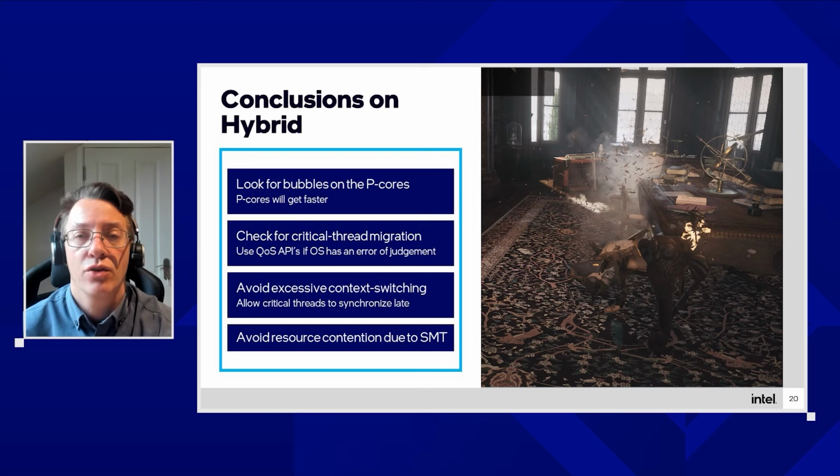So, in conclusion, when we brought Hitman over to Intel's hybrid architecture, the first thing we looked at were bubbles on the P cores. The P cores are only going to get faster over time as we're able to make design decisions to favour single-threaded performance, which would not be possible if every core was treated equally. The next thing was to look at thread migration. And this is where things like the quality of service APIs can be really important to ensure that long-running background tasks are treated as such.